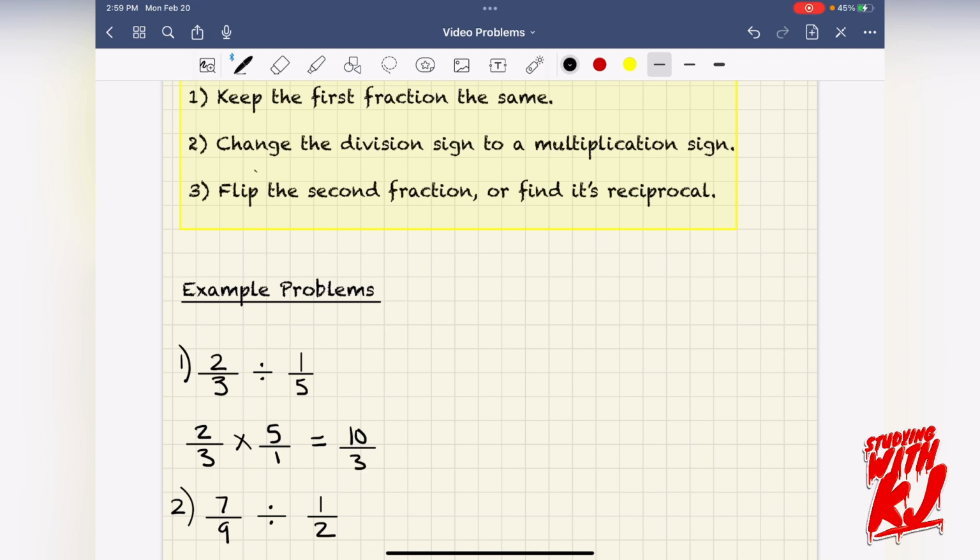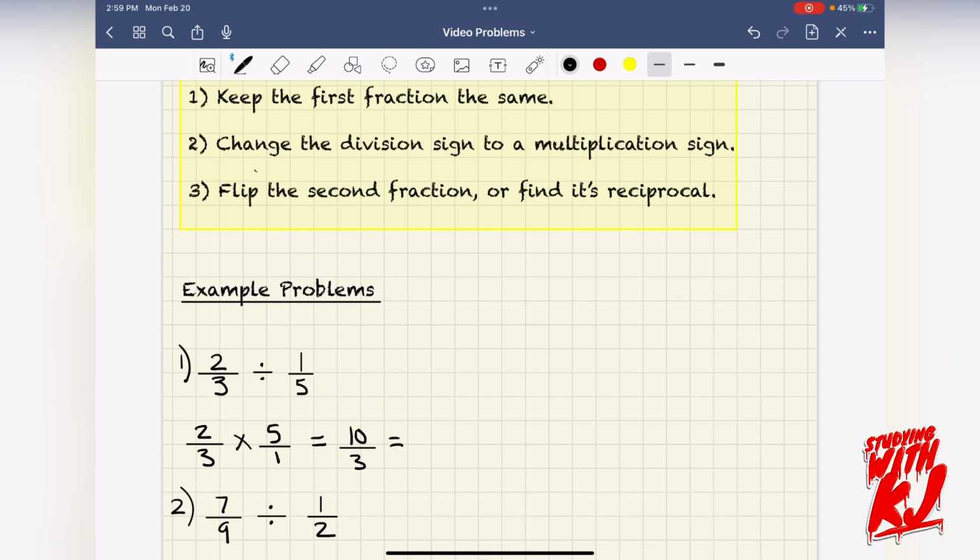So if your teacher wants you to keep your answer in the proper fraction form, then 10 over 3 is the final answer. But if your teacher wants your final answer to be in mixed number form, then we have to change our proper fraction to a mixed number. And here's how you do that.